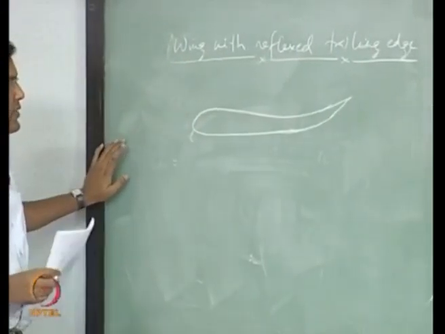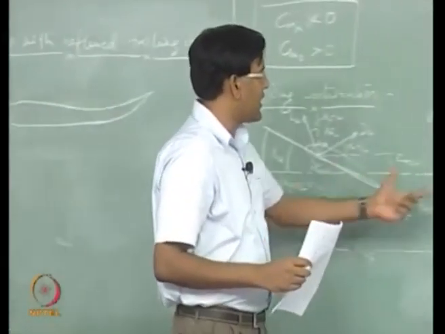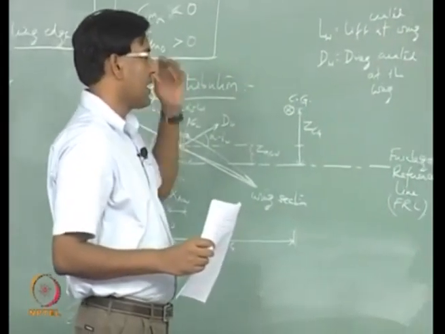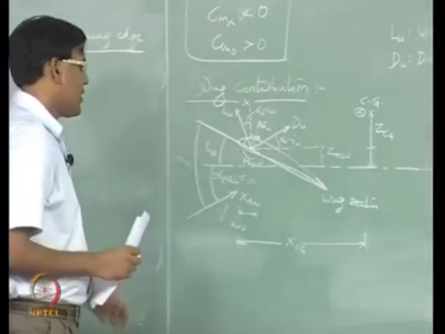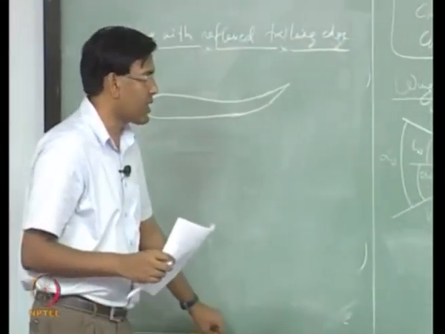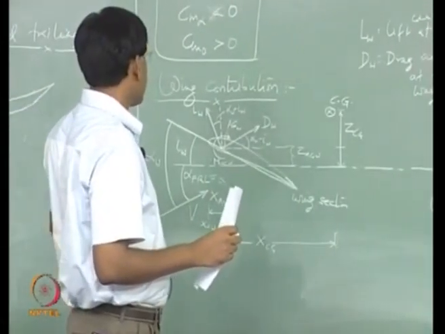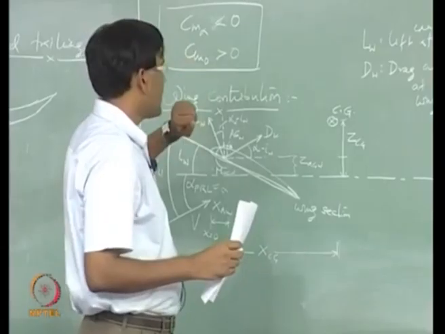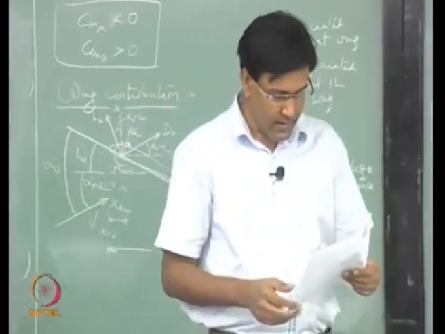A normal aircraft will come equipped with a horizontal tail which will provide extra stability to the aircraft in pitch, and we are going to look at the contribution to Cm naught and Cm alpha coming from the tail in the next class.